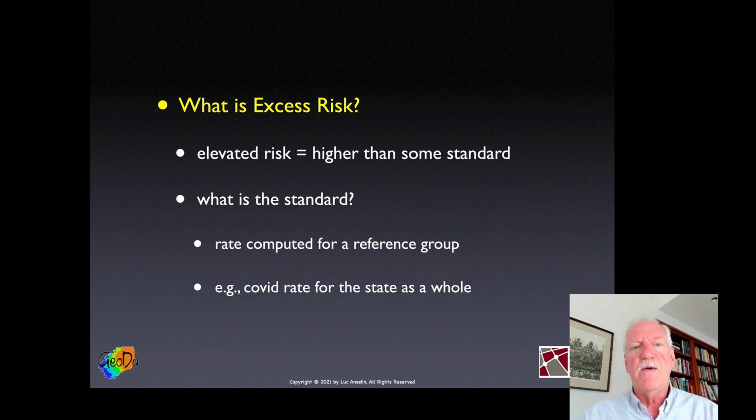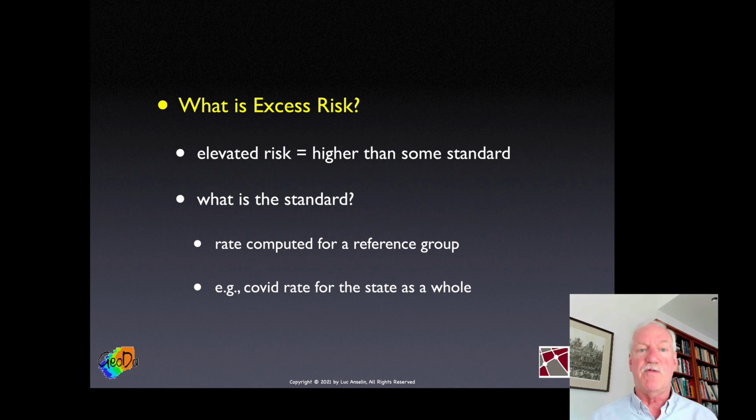So how can we get outside this relative mapping and get a better sense of what is really high and what is really low? That is the notion of excess risk. The notion of excess risk comes by comparing the risk in a particular location to some reference, some standard. And what is this standard? Typically, it's a reference group. So, for example, for the counties in the state of Illinois, it would be the rate for the state as a whole.